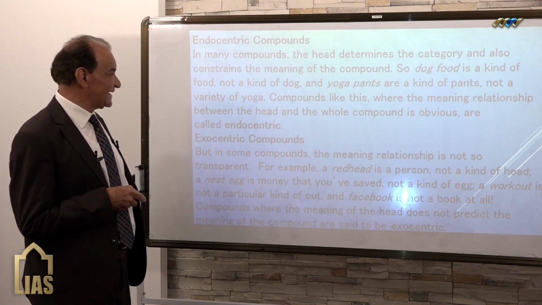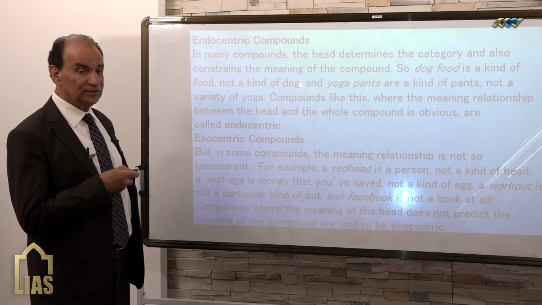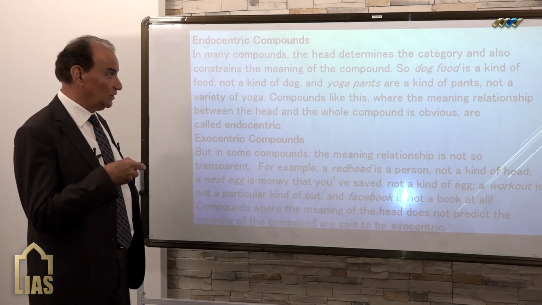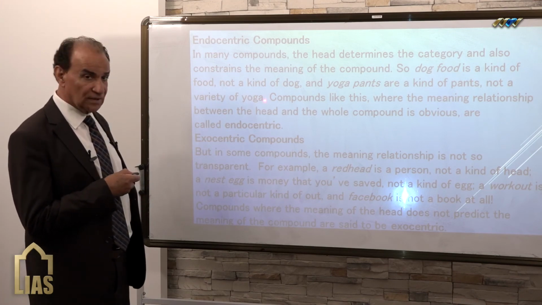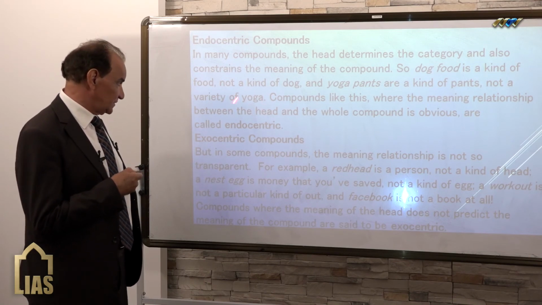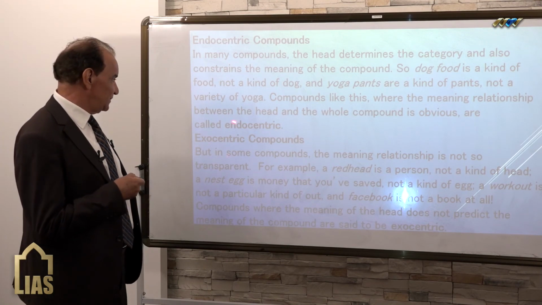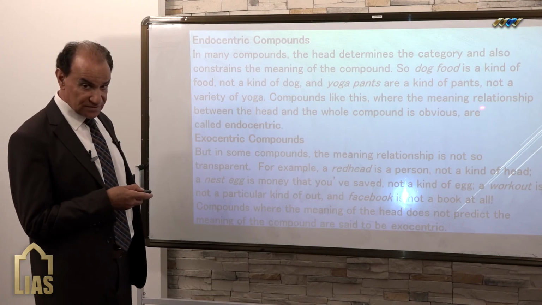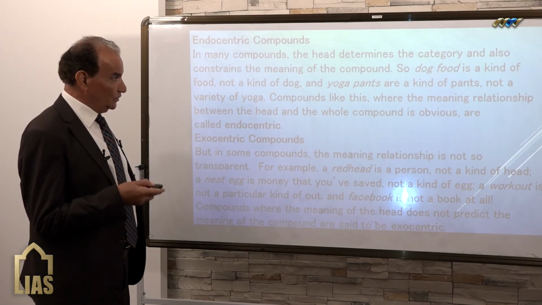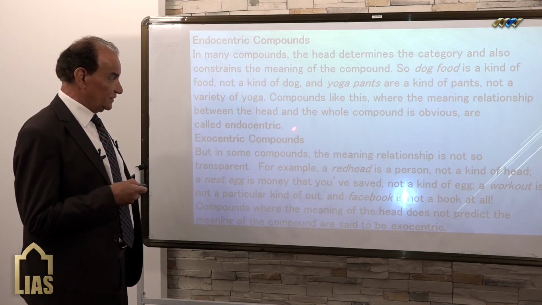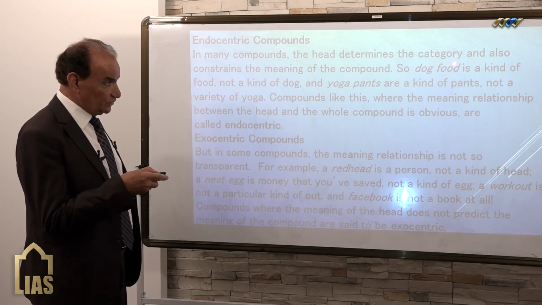So dog food is a kind of food, not a kind of dog. And yoga pants are a kind of pants, not a variety of yoga. It's not a type of yoga. Compounds like this, where the meaning relationship between the head and the whole compound is obvious, very clear, are called endocentric. Bedroom, okay. A whole meal, for instance, dog food. So here we have dog and food. Food is the head, dog is the modifier.